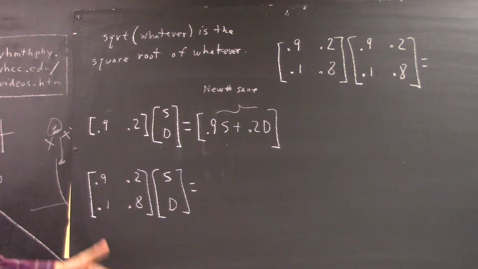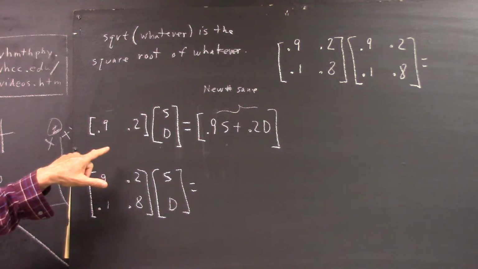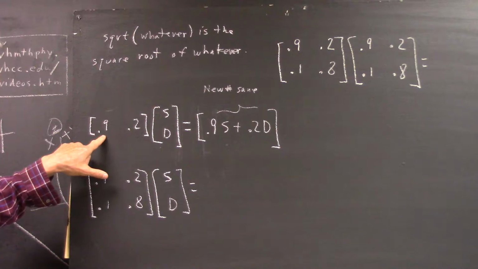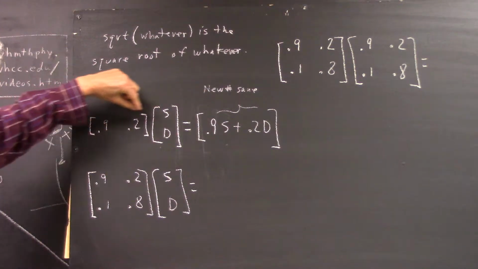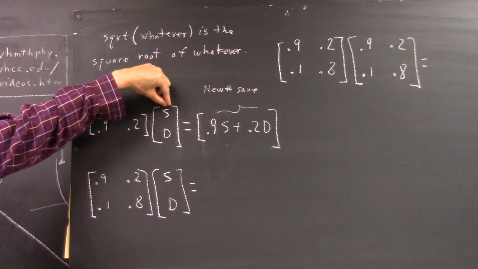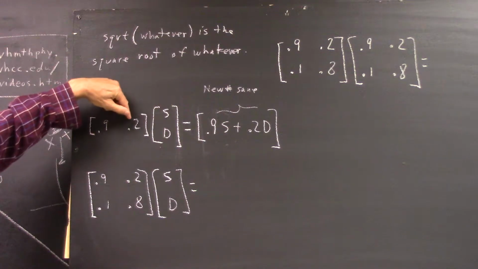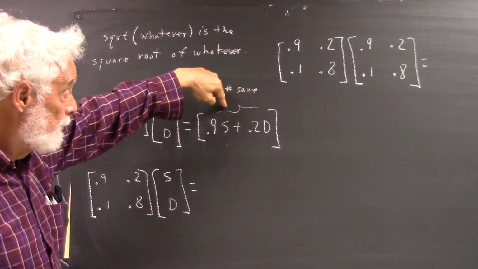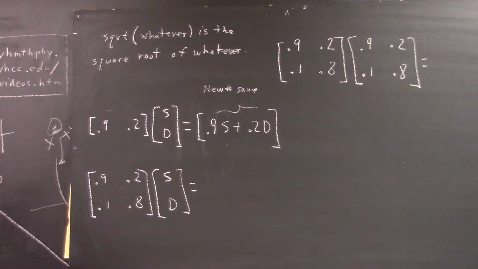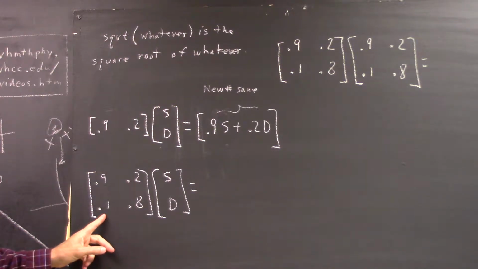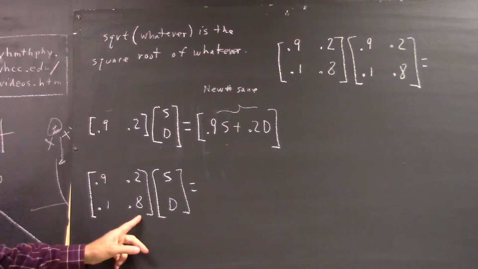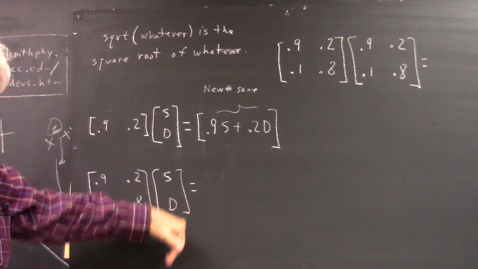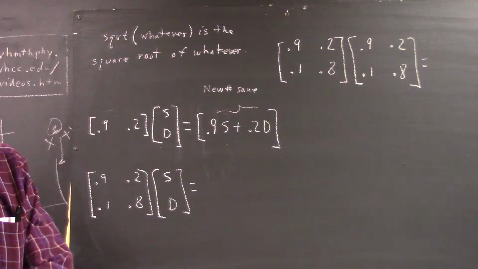That means, well, if 10% of your sane become demented, then you retain 90% of your sane. So you're going to multiply 0.9 times your number of sane and add 20% of the number of demented, and that gives you the new number of sane people. Similarly, 10% of your sane will become demented, 80% of your demented will remain demented. So if I multiply this row by this column, I'm going to get the number of demented, right?